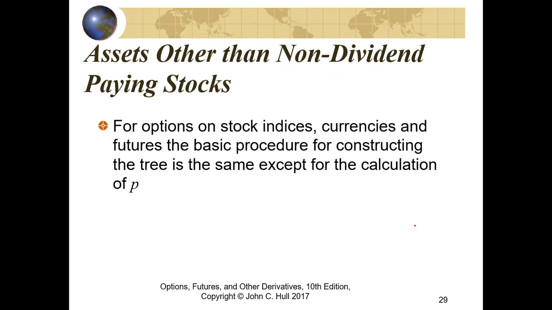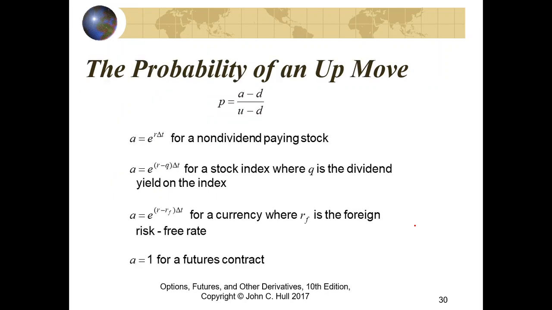What if we are dealing with assets other than a non-dividend paying stock, for example options on stock indices or currencies or futures? Then the basic procedure for constructing the tree is exactly the same, except for the calculation of p. The general format for p will be a minus d divided by u minus d, and a for a non-dividend paying stock will be e to the power of r times delta t. Why do we use delta t here? Because when we have more than one step, we need to look at the probability for only one step, and one step is represented by delta t.